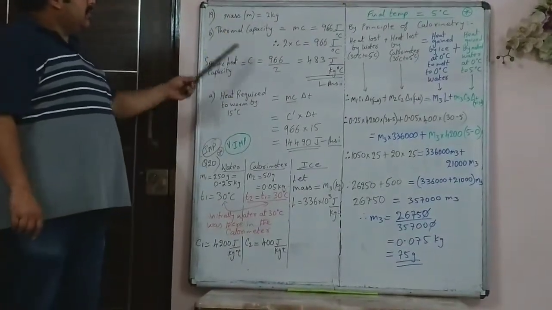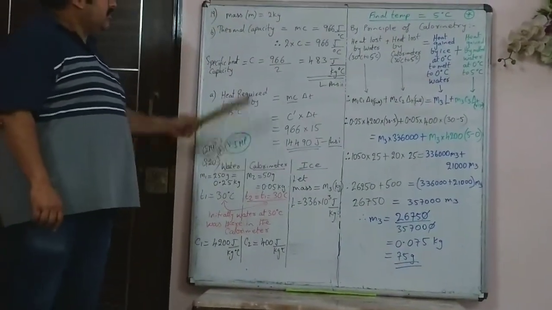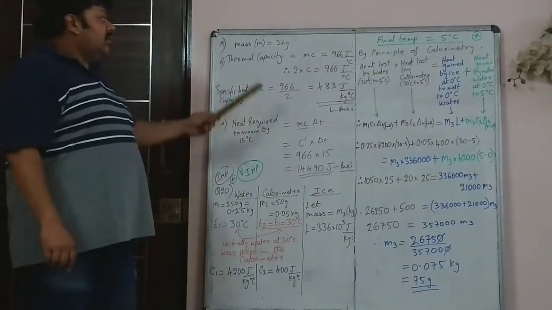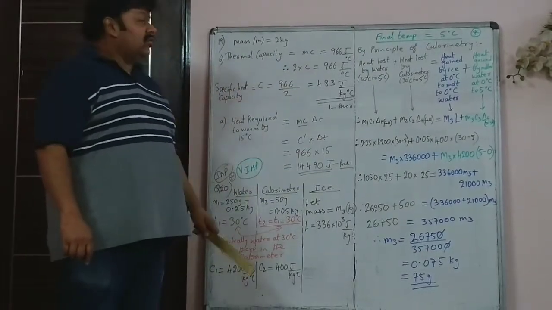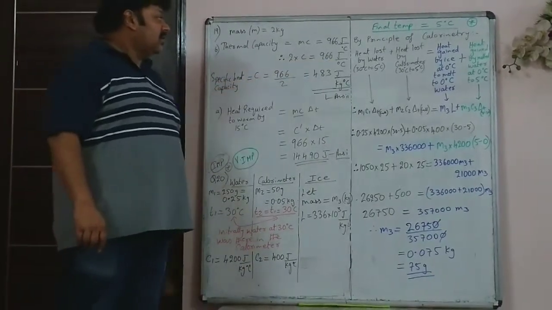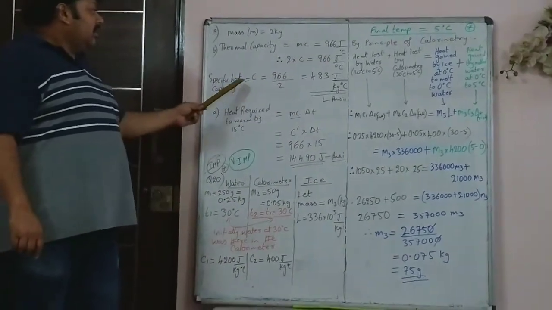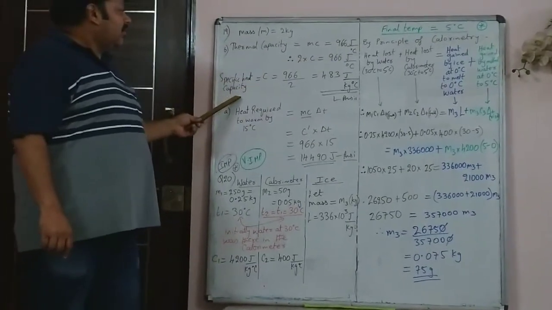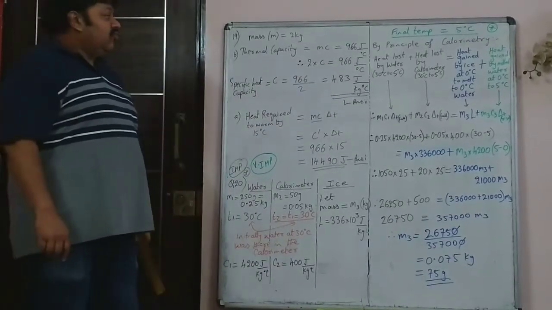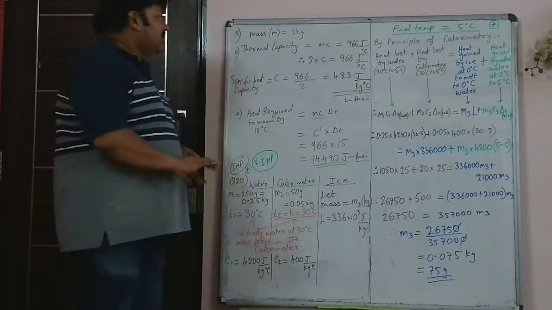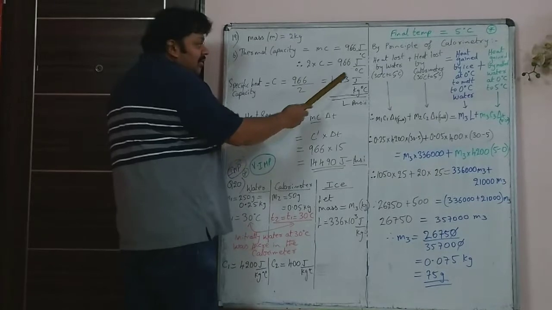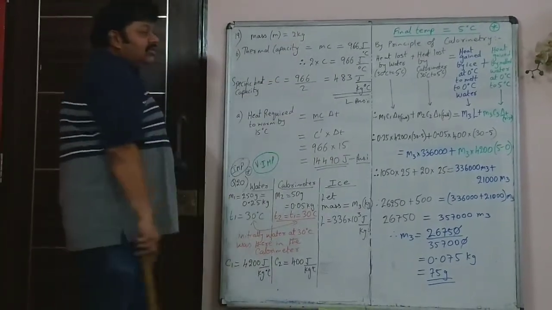In the 19th sum, the mass of the substance is given 2 kg. Thermal capacity is given 966 joule per degree Celsius. So thermal capacity is M into C. So from that you can write 2 kg into C is 966. So directly you can find the specific heat capacity or the value of C. It is 966 upon 2, that is 483 joule per kg degree Celsius. Kg because mass was in kg. So this is 2 kg. That is why it would be in joule per kg degree Celsius.